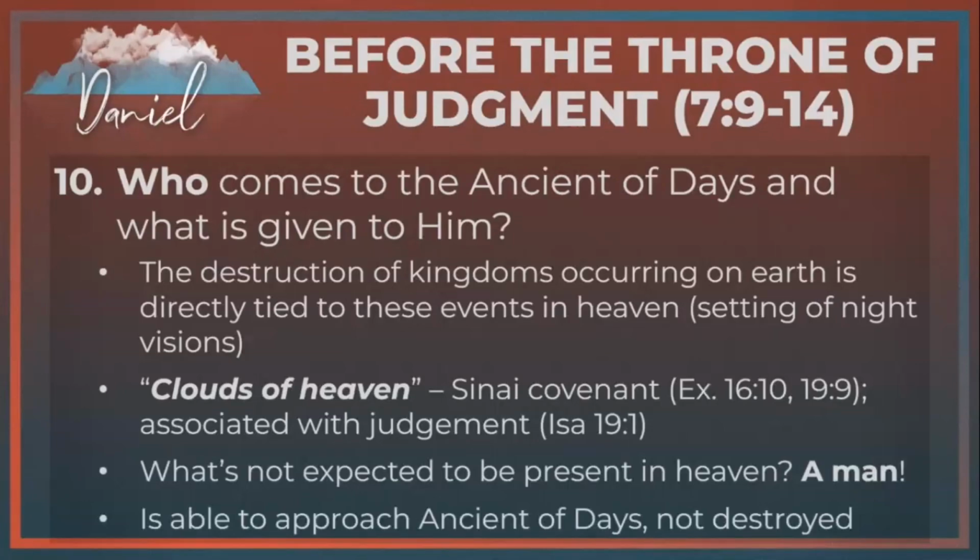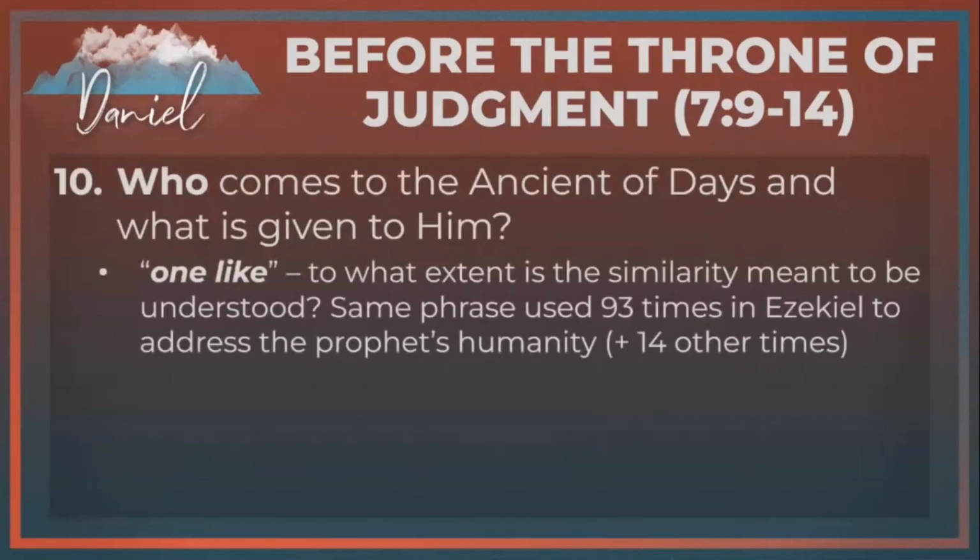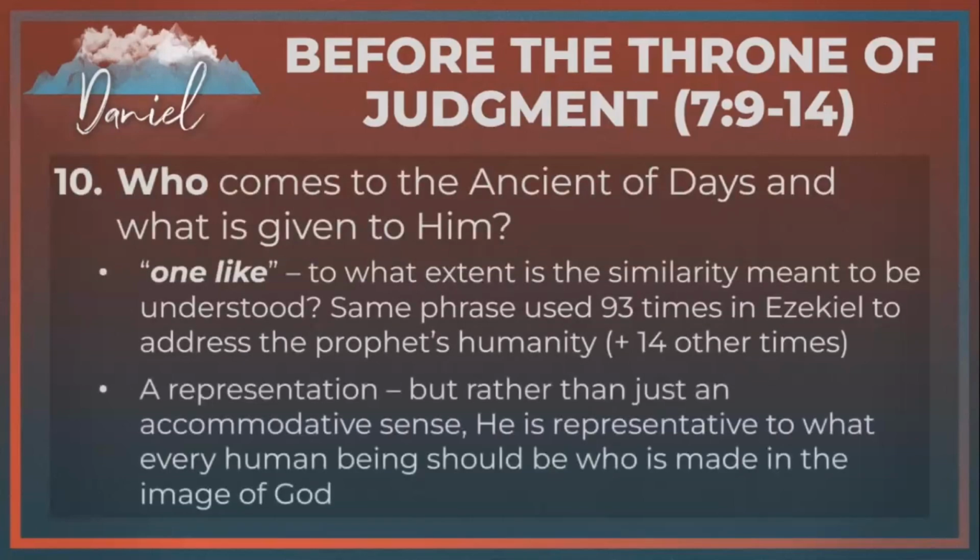And so he's able to approach the Ancient of Days and not be destroyed. That's pretty interesting. In other throne room scenes, things have to happen. In Isaiah chapter 6, Isaiah approaches the throne and hears holy, holy, holy from the seraphim. And what has to happen? The coal from the altar purifies him. We don't see that happening here. That's kind of interesting. And we already talked about the one like picture.